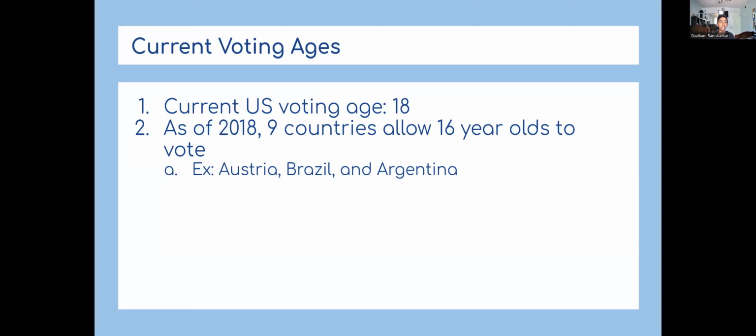So just to keep moving, let's look at current voting ages. In the United States, the voting age right now is 18, which means that if you're 18 years old, you can vote for who you think the president should be for the next term. And as of 2018, 9 countries around the globe allow 16-year-olds to vote in all elections. 3 examples are Austria, Brazil, and Argentina. We'll be bringing back Austria in just 1 second.